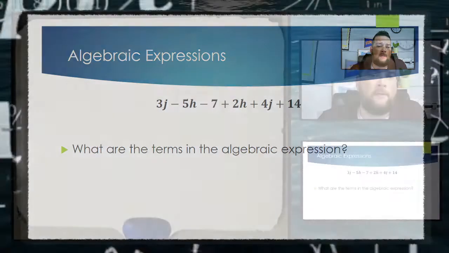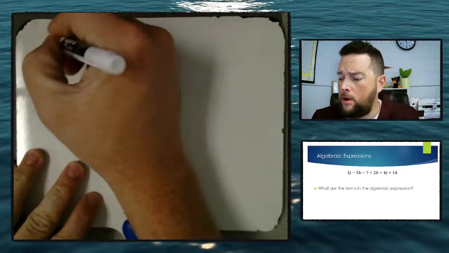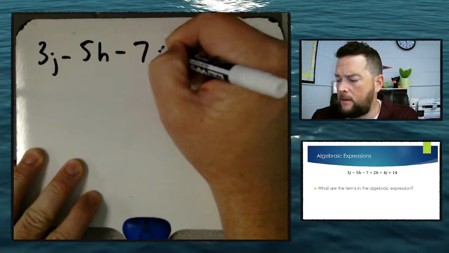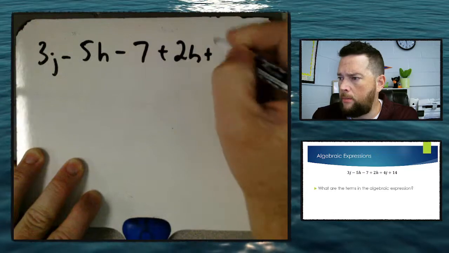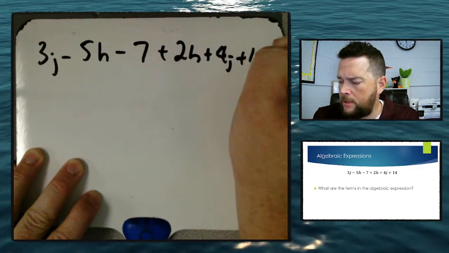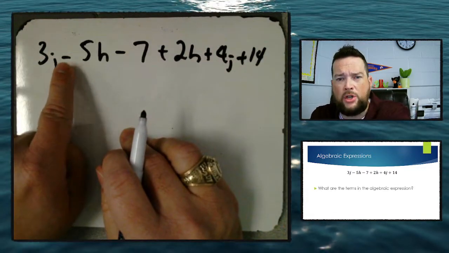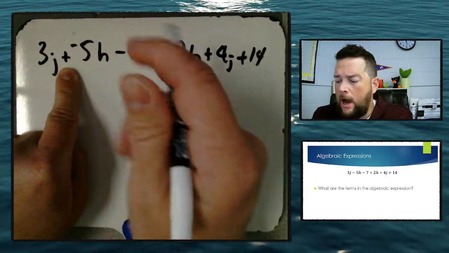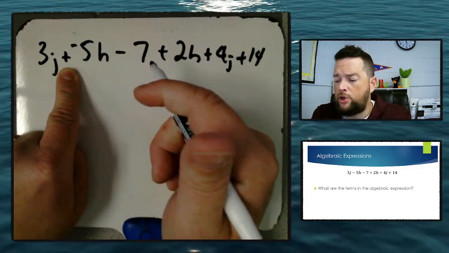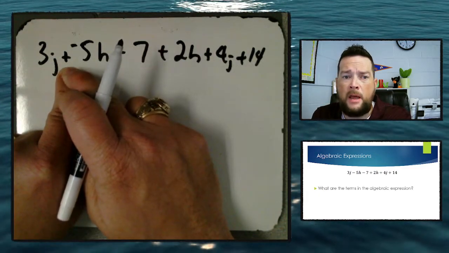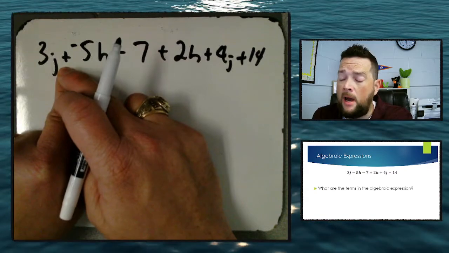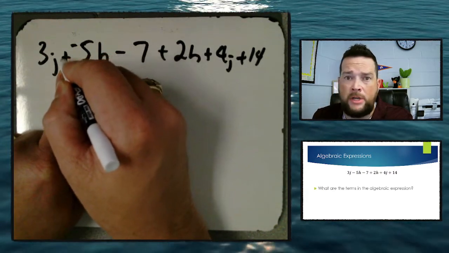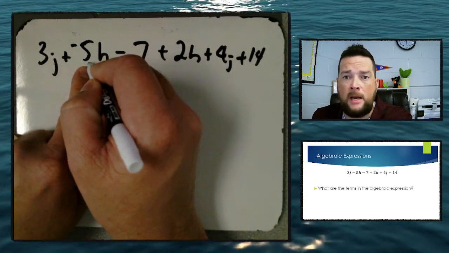And so if we have this expression right here, 3j minus 5h minus 7 plus 2h plus 4j plus 14, we're going to go to these subtractions right here, all right? And we're going to apply keep, change, opposite. All right, so you're just turning that subtraction to an addition problem. Now you can't just change it to addition and be done. You have to apply keep, change, opposite, which means if I change that to addition, I've got to turn the next number to its opposite.